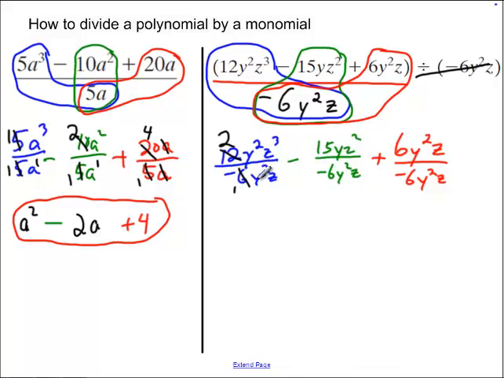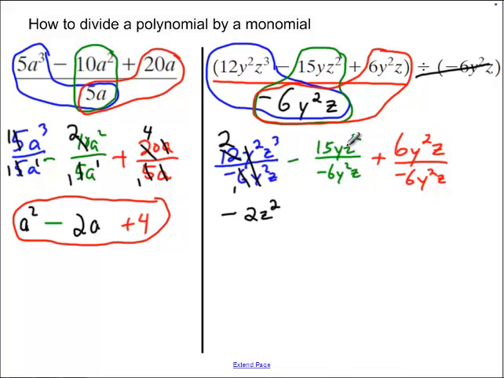Y squared divided by y squared is 1, as long as y squared is not equal to 0. Z cubed divided by z is z cubed divided by z to the first is z squared. So right down here is z squared. 3 minus 1 is 2. 2 divided by 1 is 2, for our number or our coefficient, and the negative sign has to come out in front because a positive divided by negative makes the whole thing negative.